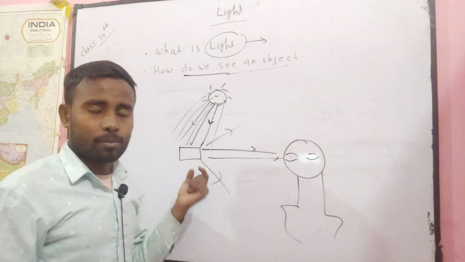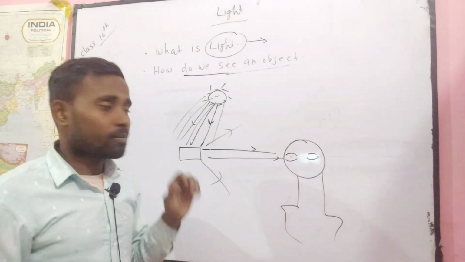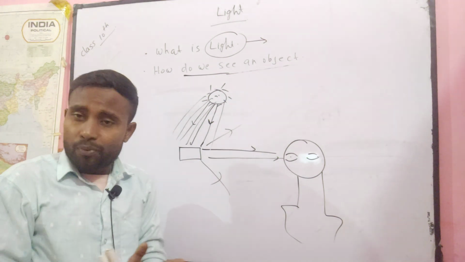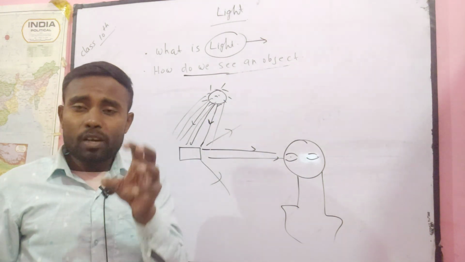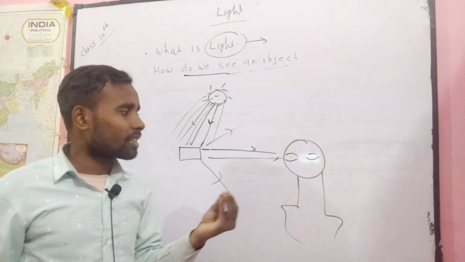If you want some extra points, you can write here. Some of the energy and light rays are absorbed. Some of them are scattered, that means reflected in different ways. But out of them, only a few light rays. That means there will be many light rays, but I will take only a few.